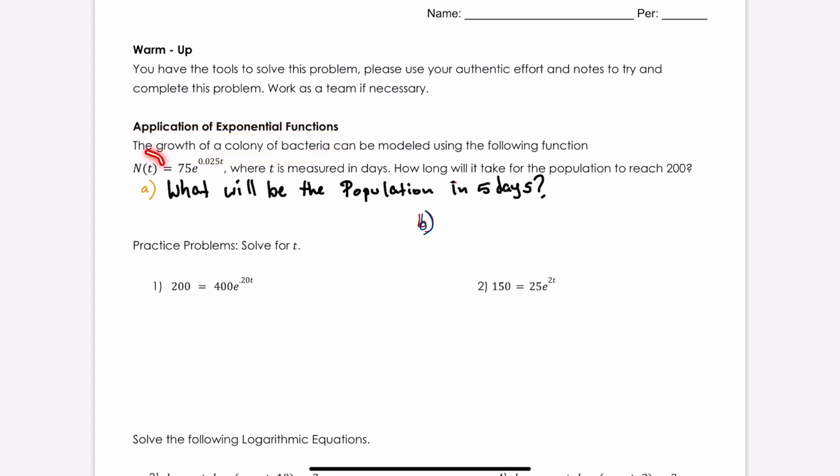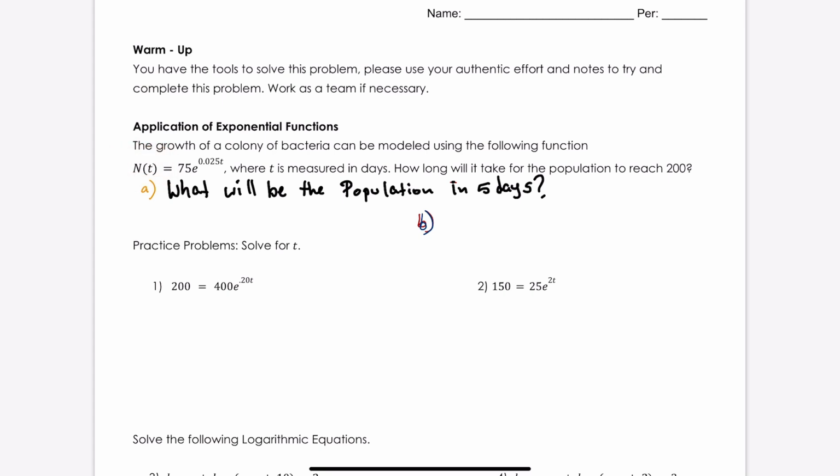So the colony of bacteria, the total amount of the colony of bacteria, is n of t. The growth happens over time, and that's why you see t here. You need to know when a question is asking you to solve for t versus when it's asking you to solve for n of t. So in this part A that I added here, what will be the population in 5 days? If you notice, it's already giving you time. It's asking you what will be the population. You have to make the connection that it's asking you to find the output.